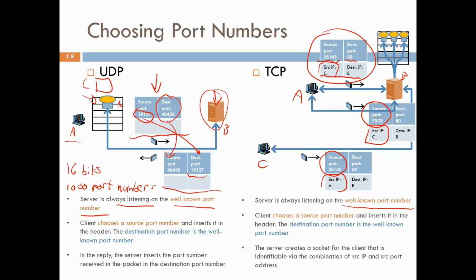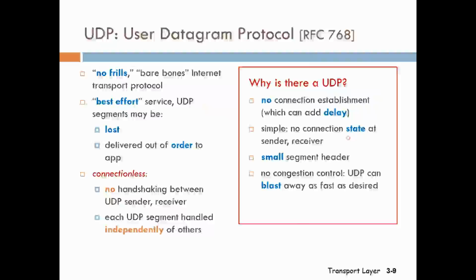That means the transport layer at B has to be able to differentiate between the connections that it has. And so it needs all this information, source and destination port numbers, source and destination IP addresses, to be able to differentiate between the connections and accordingly offer the services to each of these connections independently of the others. Okay, so this is how source and destination port numbers are chosen in TCP and UDP.